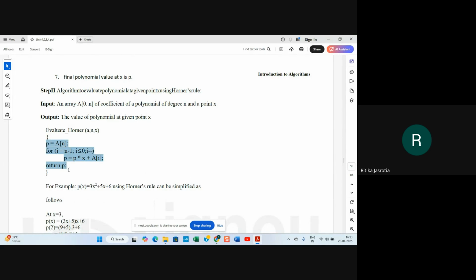This is the program they are saying, evaluate Horner, and they are passing the parameters a, n, and x here.